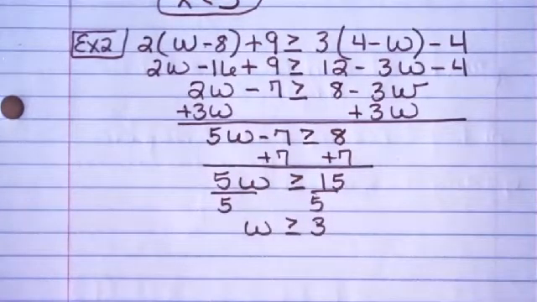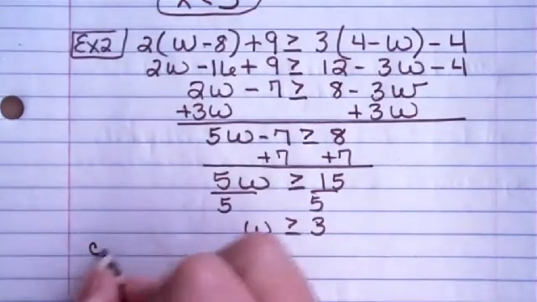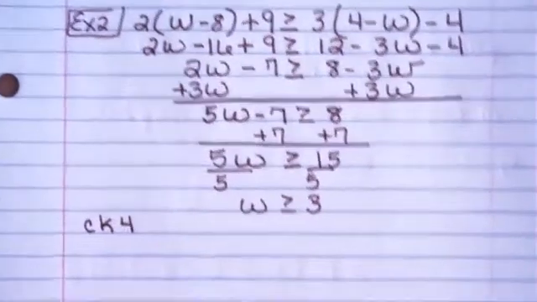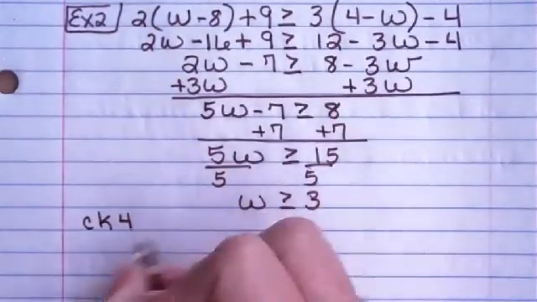Okay? Now, I need to check this. So I need to pick a number that is greater than 3. Now, I'm not going to pick something really crazy difficult. I'm going to pick 4. Okay? 4. It's the next smallest number that's greater than 3. So what I'm going to do is I'm going to check 4. All right? So I'm going to rewrite my problem down here.